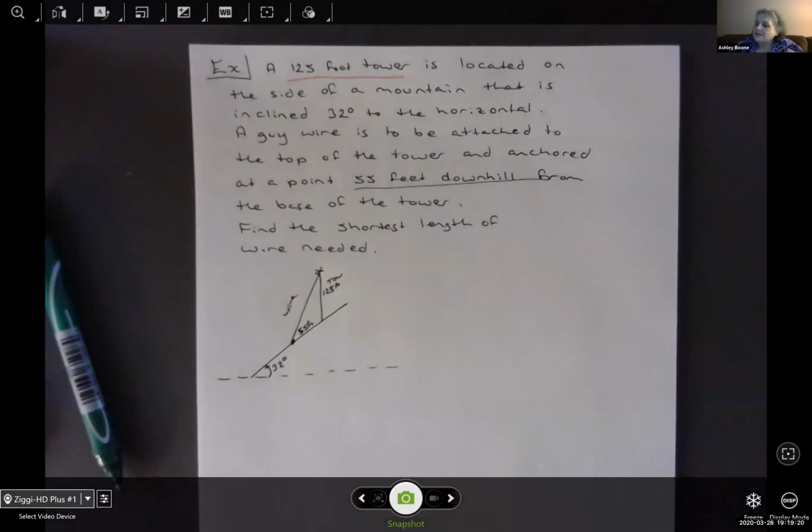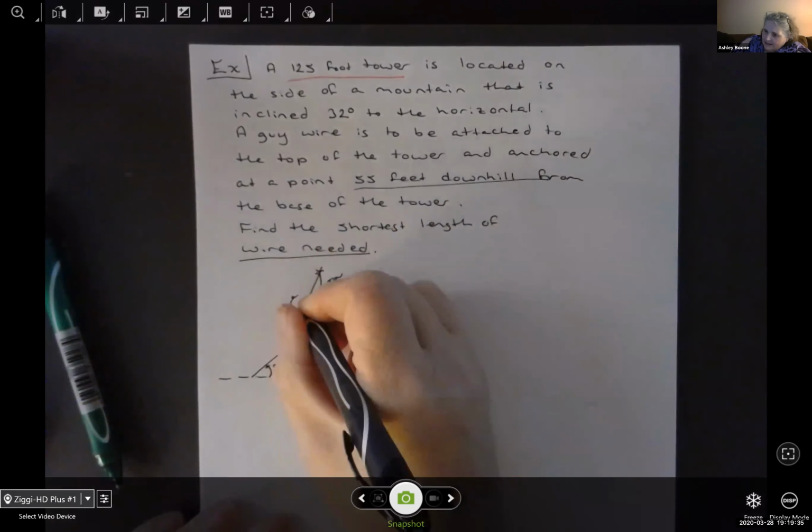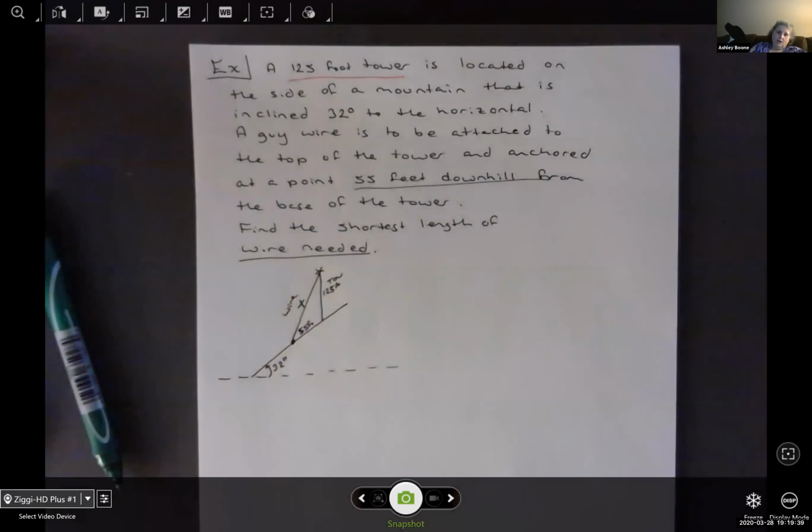All right. So we have this situation. We have the wire. Now, let's look back here. Do I have all the information given there? What's the shortest amount of wire needed? We're interested in the length of the wire. So that's this distance right here, X. That's what we're looking for, okay?